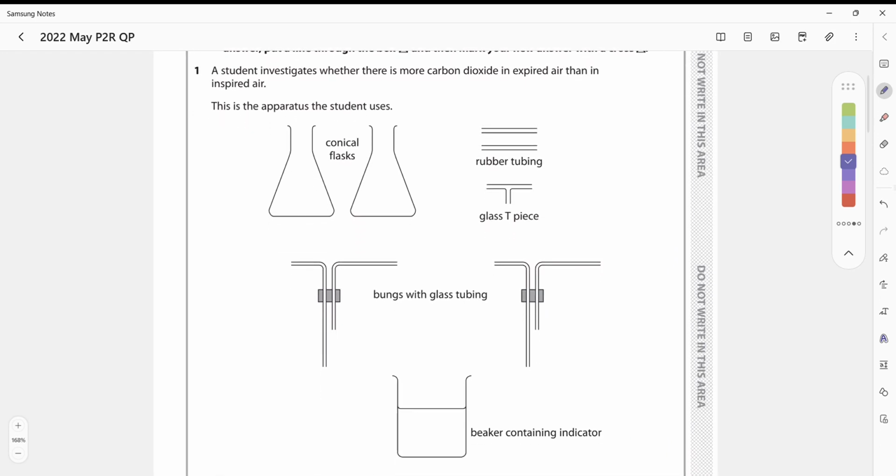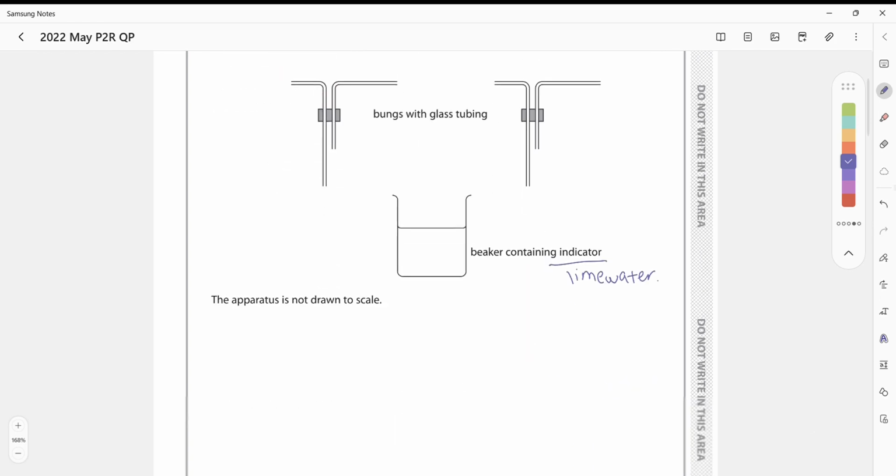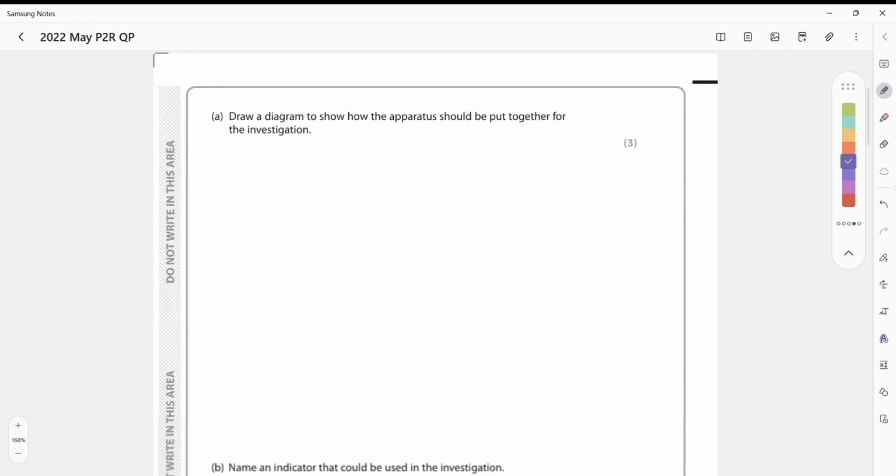Okay, let's start off with the first question. A student investigates whether there is more carbon dioxide in expired air than in inspired air. This is the apparatus the student uses. So expired air is air that we breathe out, inspired air is air that we breathe in. So to test for the presence of carbon dioxide, we would use lime water, and lime water turns milky in the presence of carbon dioxide. So this indicator here would be lime water. Okay. So let's go on to part A.